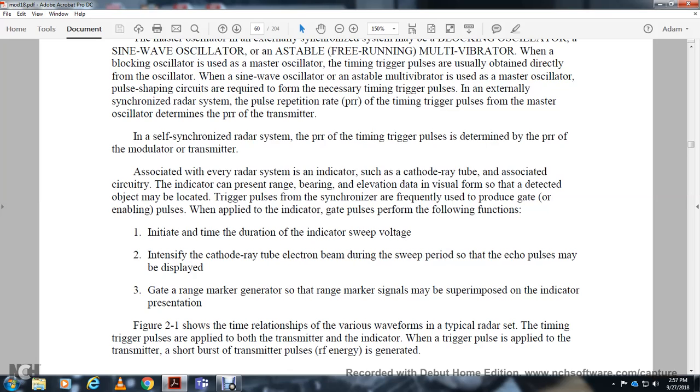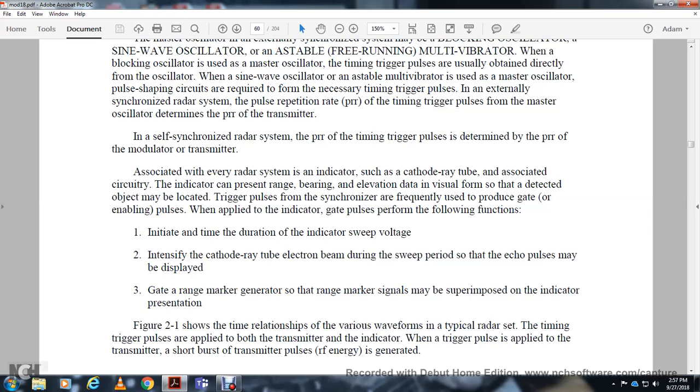It initiates the indicator sweep voltage for the time duration required. It intensifies the cathode ray tube electron beam during the sweep, so that the echoes appearing with each pulse may be displayed. It generates the range markers, and the range marker signal must be superimposed on the indicator display. Figure 2-1 shows the typical time relation of various waveforms.